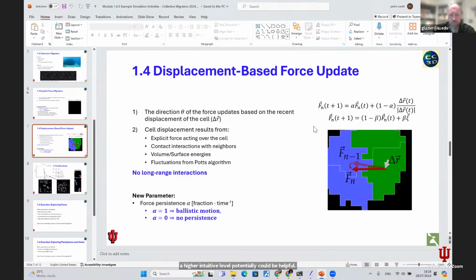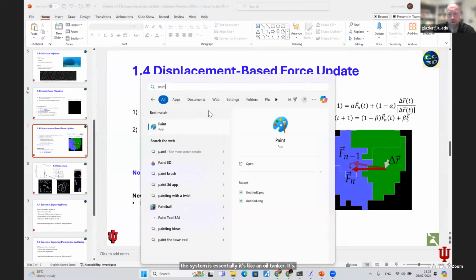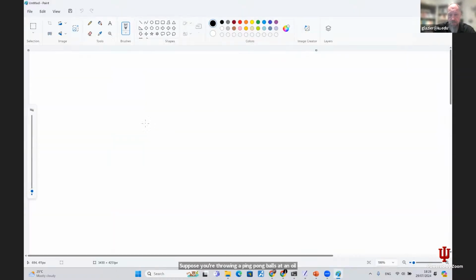Basically here, the persistence time is essentially alpha. If alpha is 1, then the system is like an oil tanker. Suppose you're throwing ping pong balls at an oil tanker. You're not going to change the direction it moves very much.